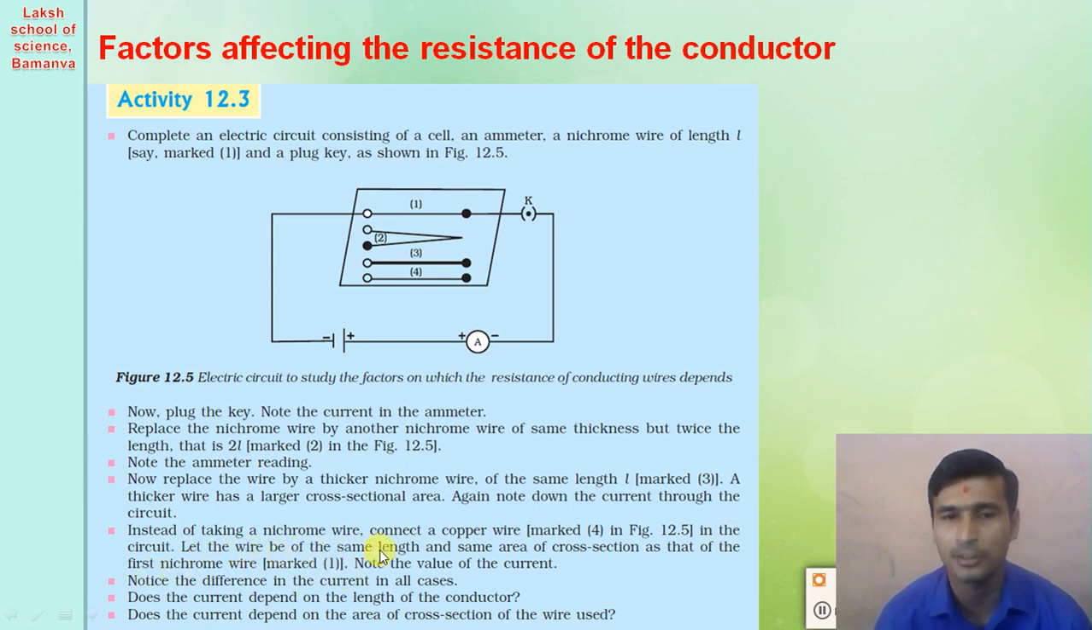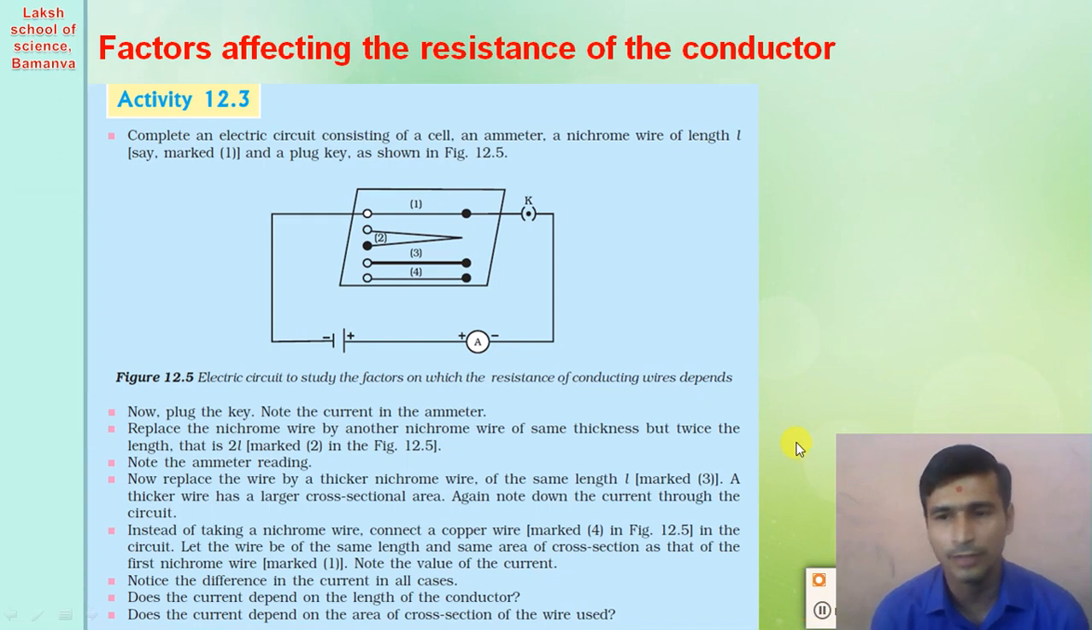Let the wire be the same length and the same cross section area as that of the nichrome wire, and then note the value of the electric current passing through the copper wire. So we observe that in this case also the electric current passing through the copper wire and the nichrome wire is different. So you can state that the electric resistance of the conductor depends on the type of the conductor.